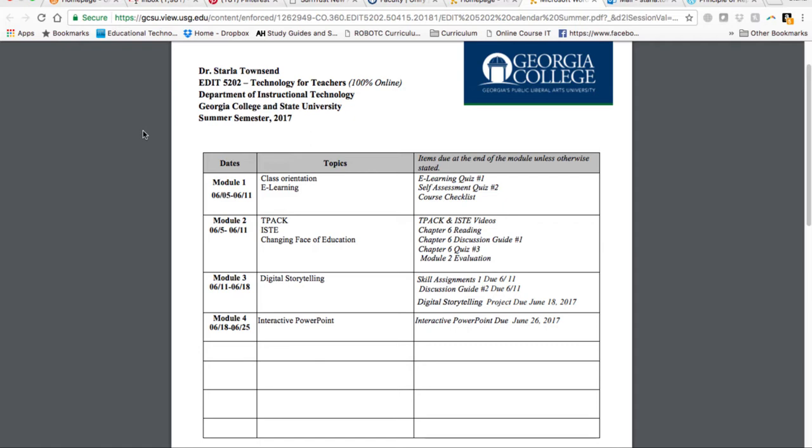The first question I have is about this week's assignments. We are, believe it or not, in Module 3, and this week we'll be working with digital storytelling. And actually, for the next 2 weeks, we'll be working with the digital storytelling. The things that are due for this module are the skill assignment 1, and I'll show you where that is in just a moment, the discussion guide 2, which is related to the skill assignment 1, and then, of course, the digital storytelling project will be due June 18th.